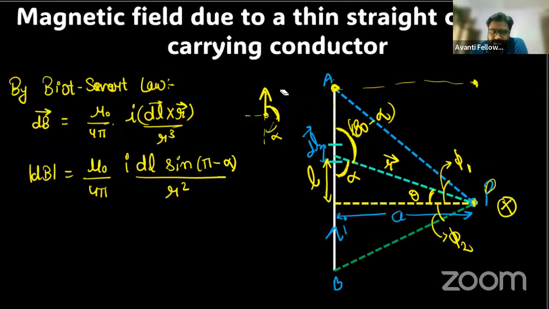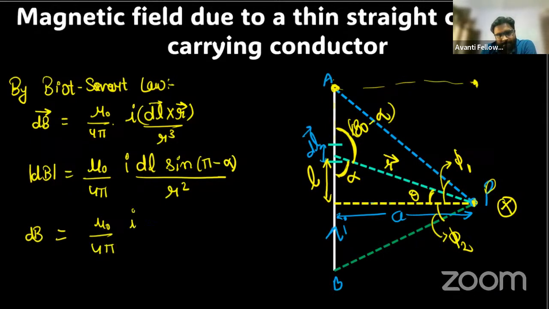I hope you understand this. This is the beauty of physics that we have to make continuously. So here the dB, I am just writing the magnitude only, is mu naught over 4 pi I dl sine alpha divided by r square. You know that sine pi minus alpha is sine alpha because pi minus alpha is in the second quadrant. I hope you remember some of the trigonometry from your 10th and 11th.